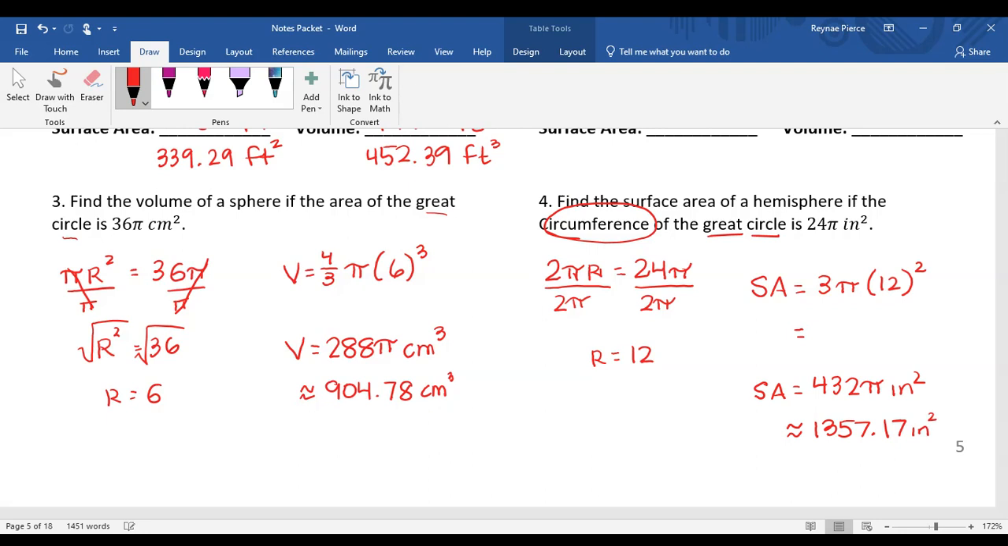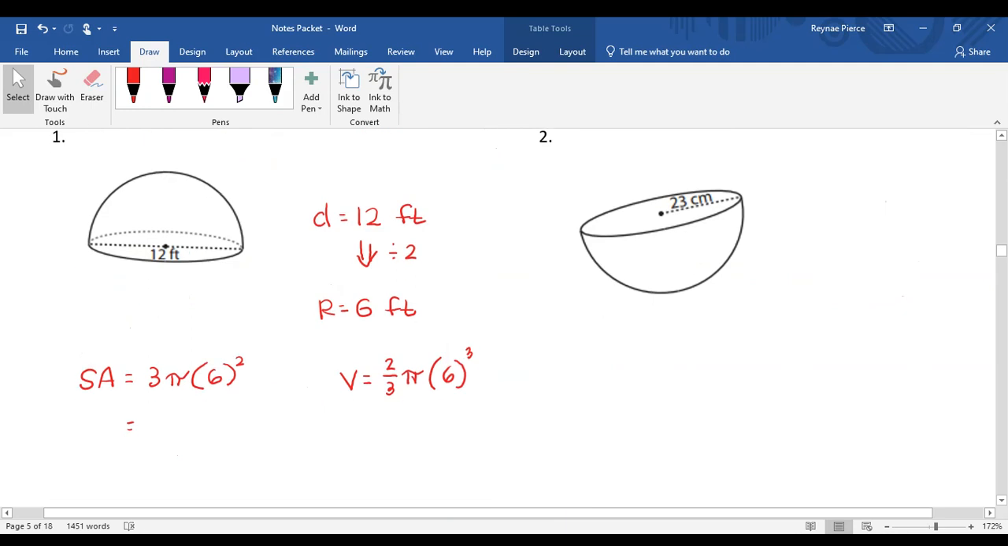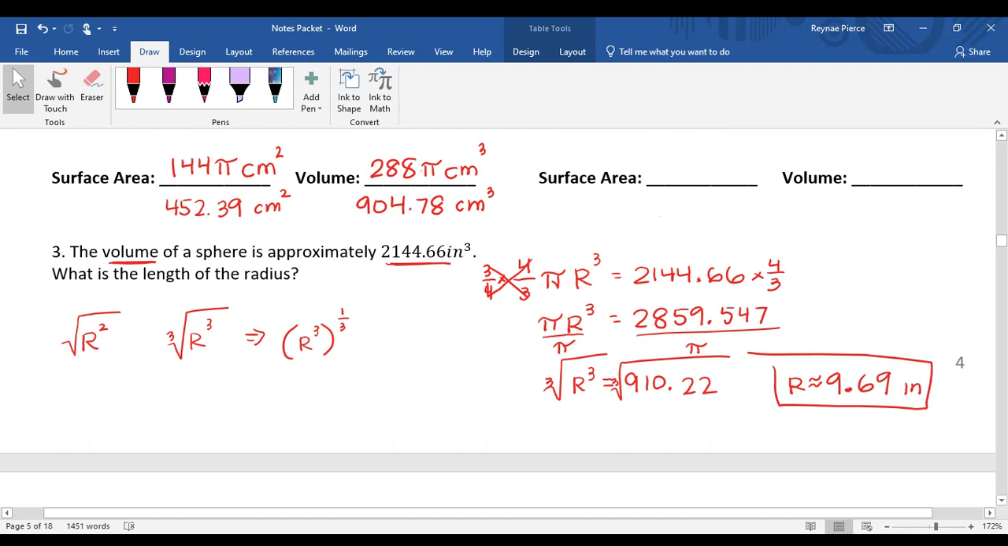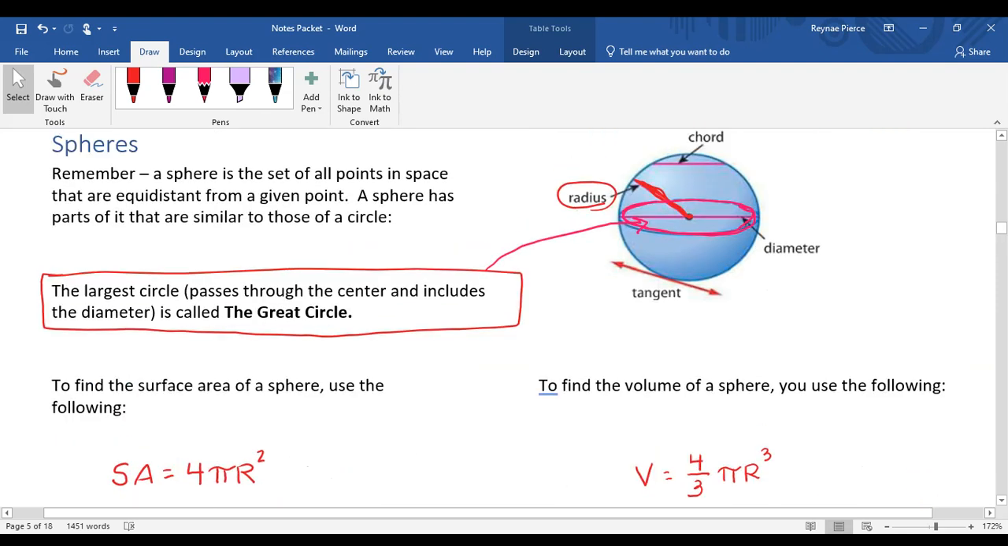So again, just remember, for surface area and volume, we're both dealing with three-dimensional solids, but it's a matter of: do I want to know how much area this 3D shape would take up if I lay it flat, or do I want to know how much space it will hold? And for spheres and hemispheres, the great circle is going to be the lid of a bowl. It's still just a circle, but it passes through the center of that hemisphere or that sphere.